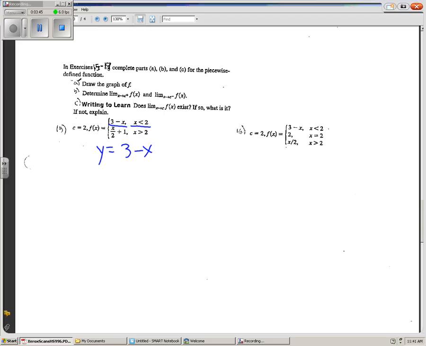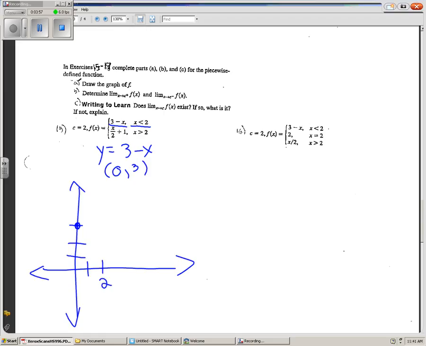So if x is 0, y will be 3. So we're going to put a dot at 0, 3. Now, if x were 2, y would be 1. But we know that this rule doesn't work when x is exactly 2. Works when x is 1.9999, works right up until x is 2 exactly, but it stops working at 2. So we have an open hole at 2, 1.